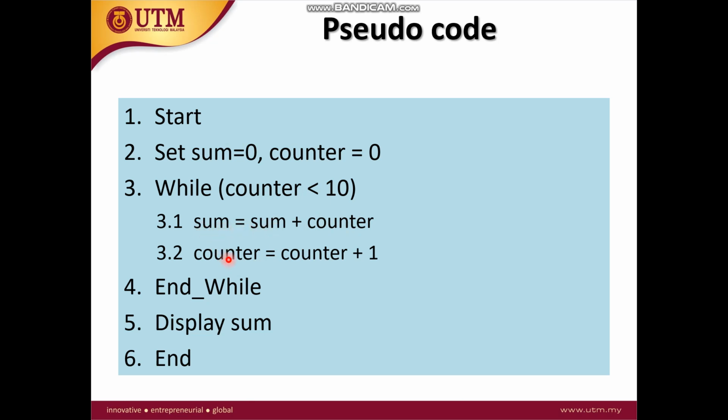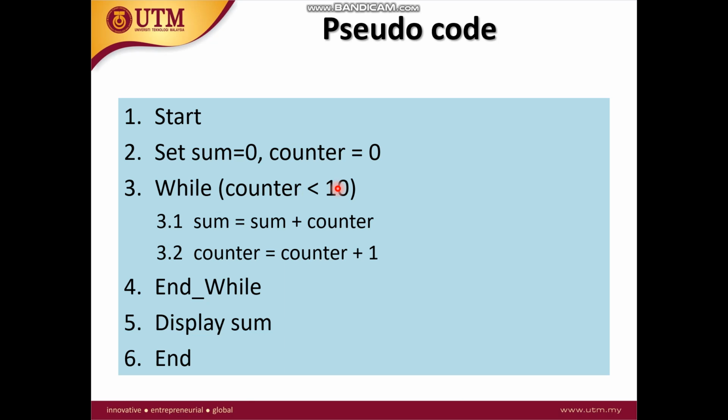Then we are incrementing the counter. We are increasing the counter by 1. Counter equals counter plus 1, so the counter is going to be 1 and it comes back again. 1 is less than 10? Yes. Sum equals the old sum plus counter. Old sum was 0, counter is 1, so the sum is going to be 1. Counter was 1 plus 1, the new counter is going to be 2.